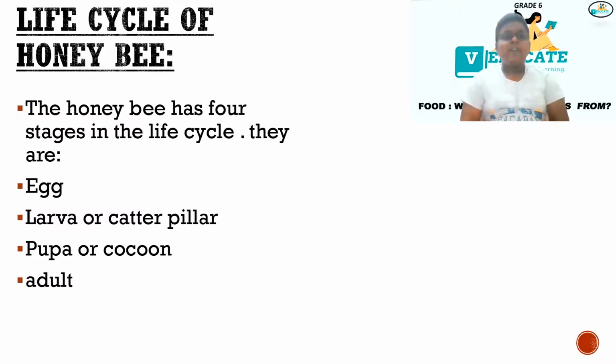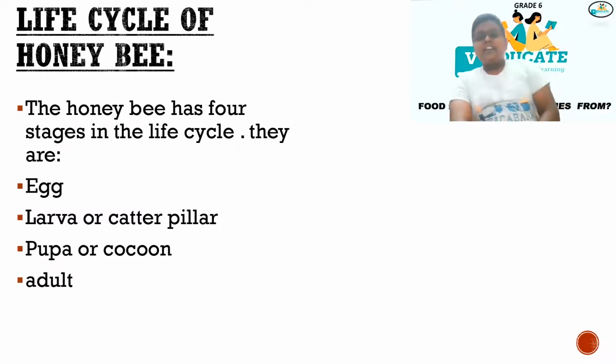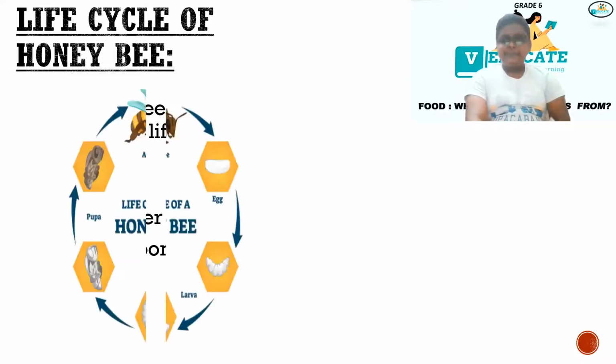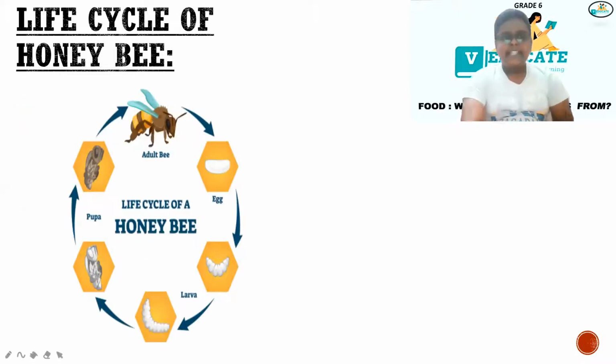The honeybee has four main stages in the life cycle: egg, larva, which can also be called a caterpillar, pupa or cocoon, and the last stage, where it becomes an adult bee. Here you can see the adult bee lays the egg, the egg becomes a larva, and the larva becomes bigger and becomes a pupa. Then small eyes and legs appear and it again forms an adult bee.